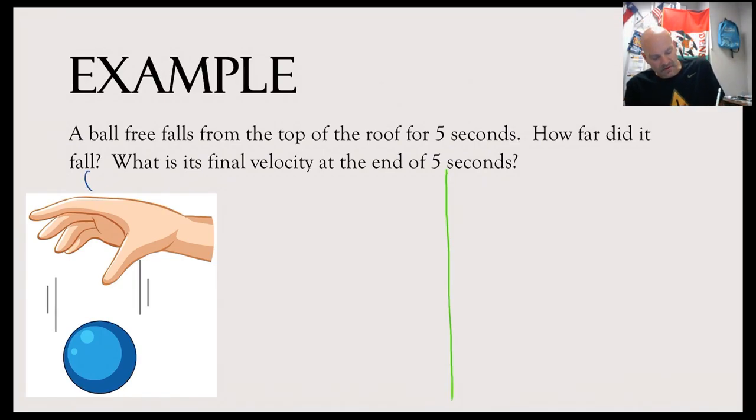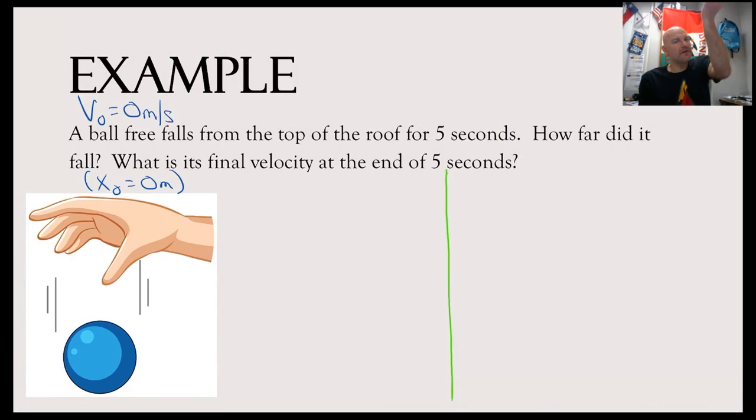Something to note is that the initial position, set it to 0. This way, when you substitute in, you already have a 0 value. The other thing is if we're just dropping it, our initial velocity will also be 0. It's not like I'm throwing it up or throwing it down. I'm just simply dropping it.